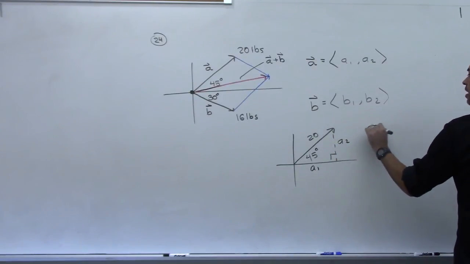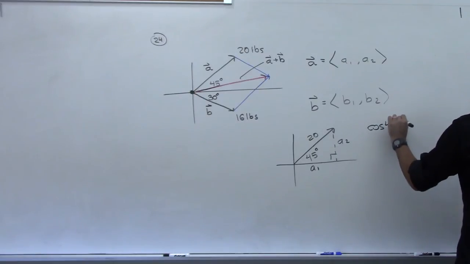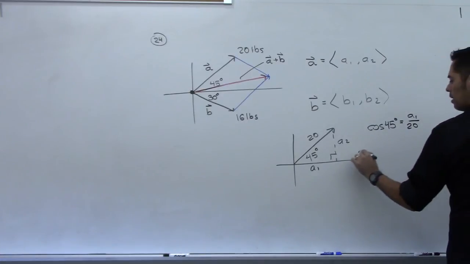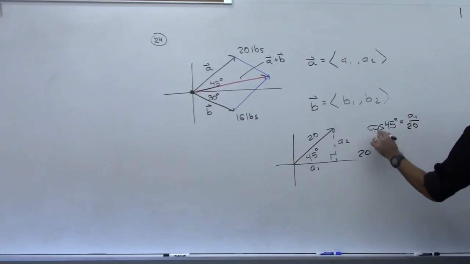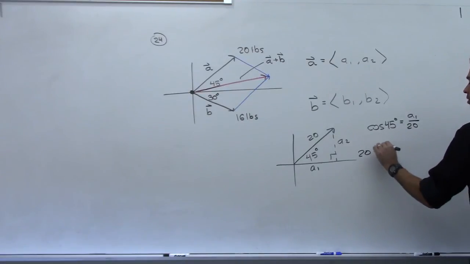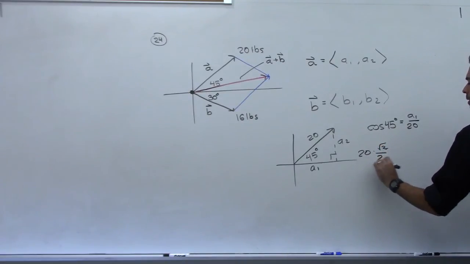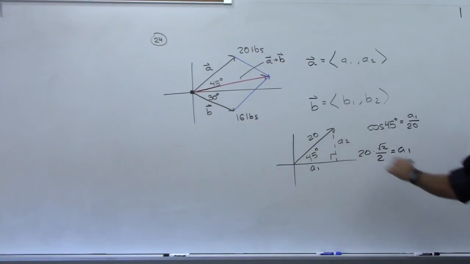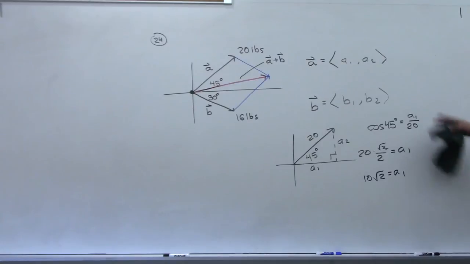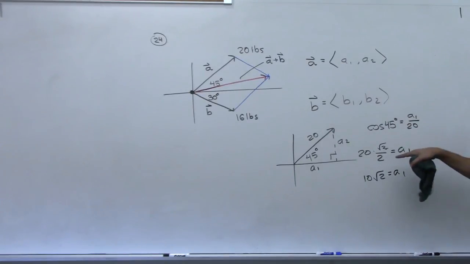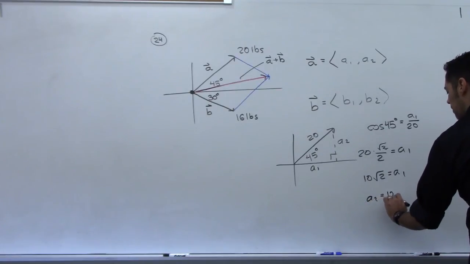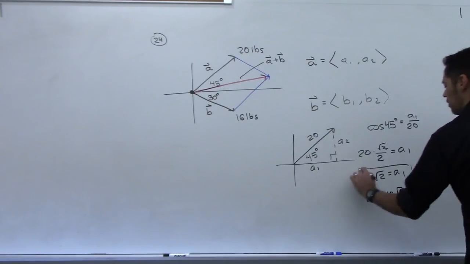So cosine of 45 degrees equals A1 over 20. I'm multiplying both sides by 20. Cosine of 45 degrees is root 2 over 2, so A1 is 10 root 2. And then you can go through and find A2 the same exact way, and since it's 45 degrees, you're going to find that A2 is the same. Okay, so you've got A1 and A2.